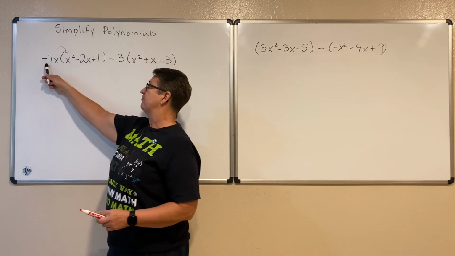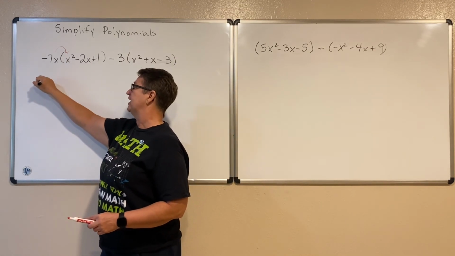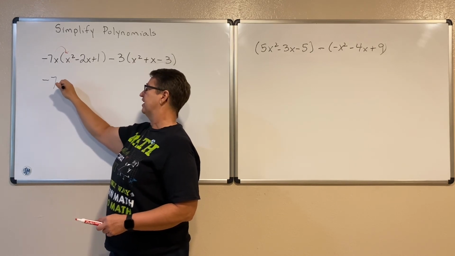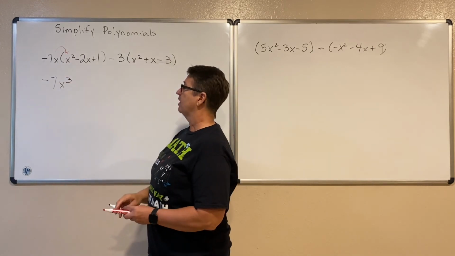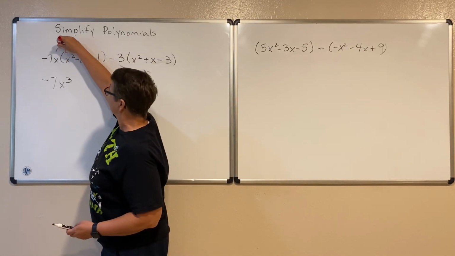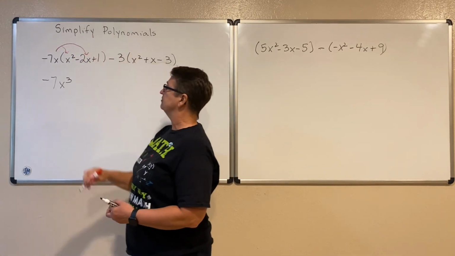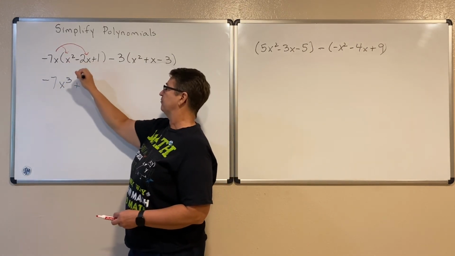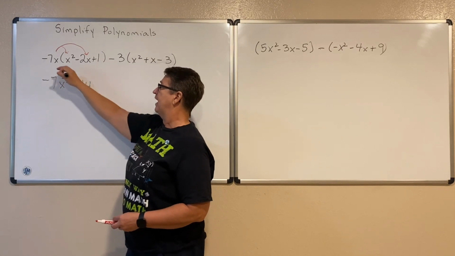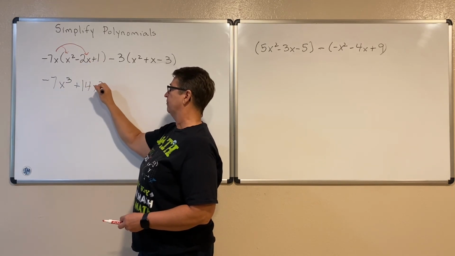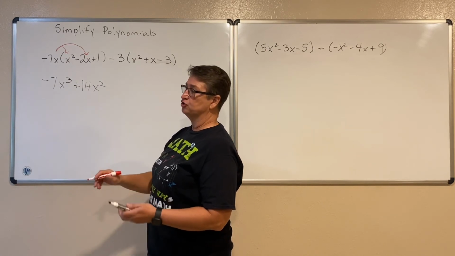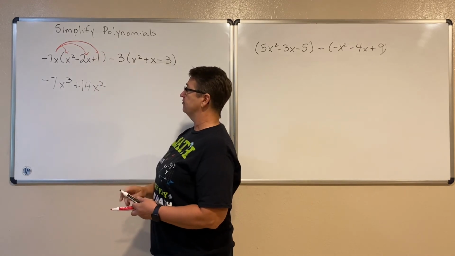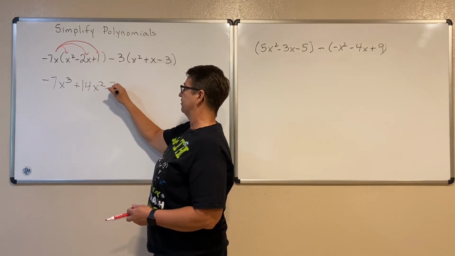So negative 7 times 1 leaves me a negative 7. X times x times x is x cubed. Now I'm going to distribute that negative 7 to the negative 2x. And a negative times a negative is going to make that a positive. 7 times 2 is 14. X times x is x squared. Now I'm going to distribute this negative 7x to 1. And negative 7x times 1 is just negative 7x.